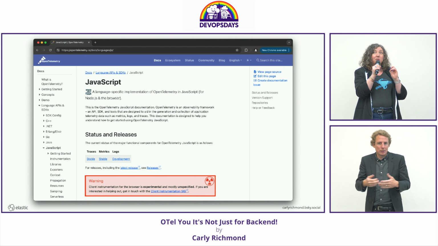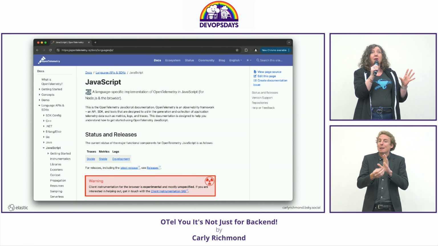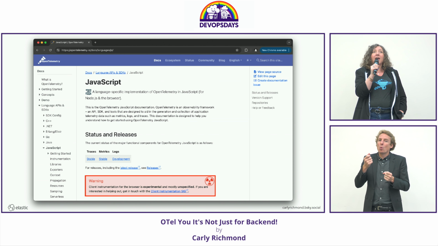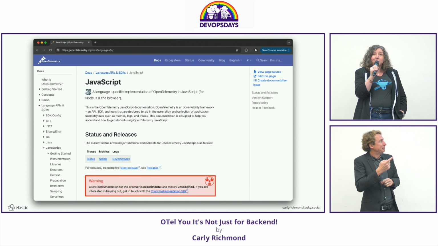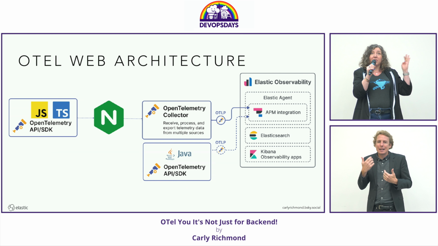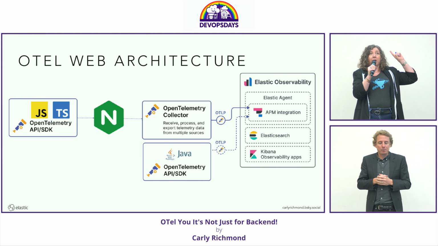So what I'm going to do is show you some examples of where it is with JavaScript, coming from my web background. And you'll see there's a big warning up there above my head saying client instrumentation is experimental. But you can still do some pretty fun and interesting stuff with it at the moment, and that's what I'm going to show you. So this is the simple architecture.